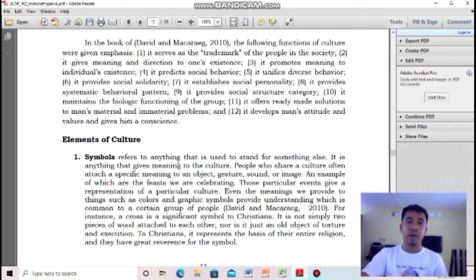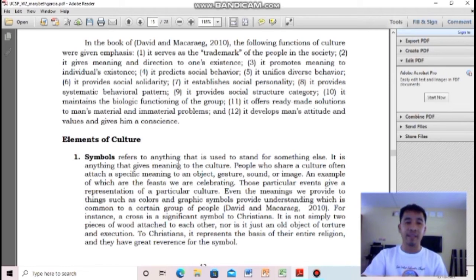People who share a culture often attach a specific meaning to an object, gesture, sound, or image. No? Mabagita na nga black, ang meaning sang black nga color, buso tingon, morning, masubo, may napatay. No? Iban ga white, no? Purity. So, mag-drawing kita sang heart, kag maghatag sina sa atong opposite sex. Sometimes it means you are expressing your feeling of love, no, towards sa sinang tao. Those particular events give a representation of a particular culture.